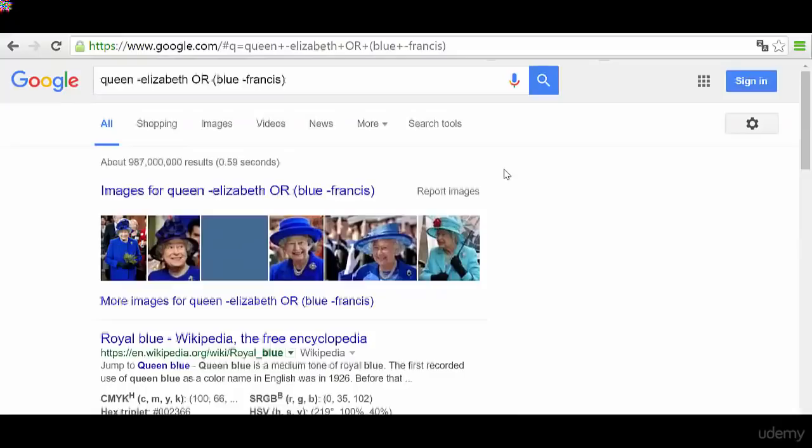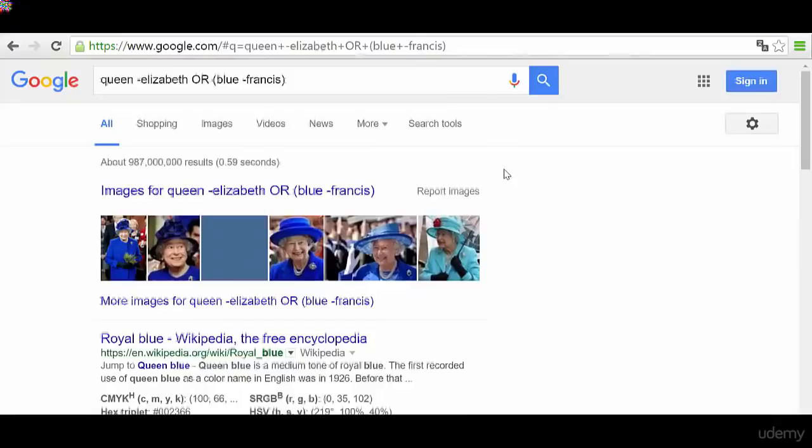If you take a look at Google and we come back to our example with Trump, Clinton, and Florida, and we say something like Clinton minus Trump and Florida, it will exclude the keyword Trump from all the search results. It will do something like Clinton and Florida. So you're going to find Clinton, Florida, etc. And Trump will be excluded from the search results.